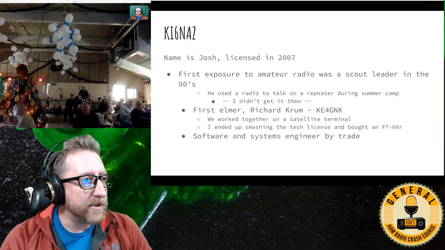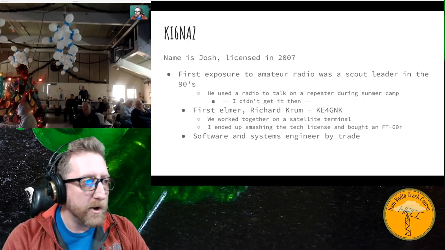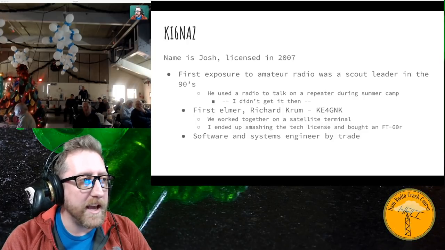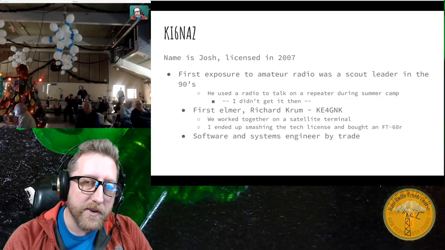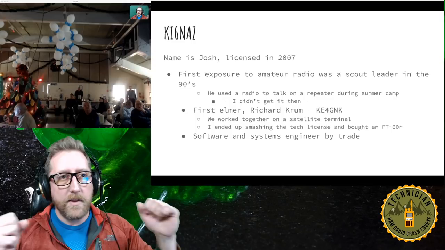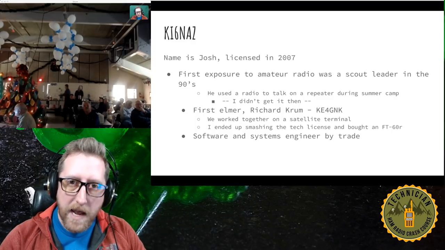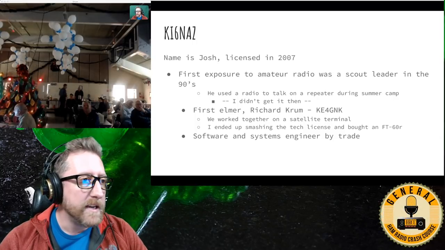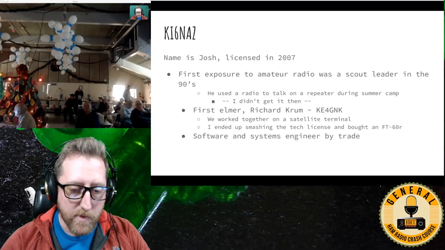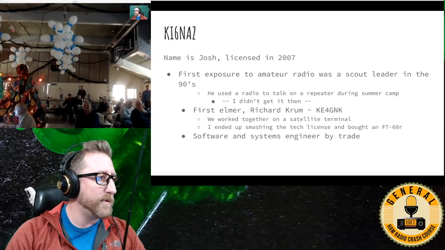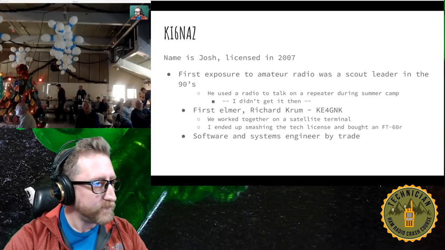Later, though, I graduated from college, became an engineer, and I met somebody named Richard Crum, KE4GNK, who was my first Elmer. We worked on a satellite terminal together, and he related the antennas we were working on and the frequencies we were operating in to amateur radio and how we could use it. So that got my interest up. I ran out, got my technician license, and my first radio, which I still use, I have it with me today, my Yaesu FT60, a great radio.